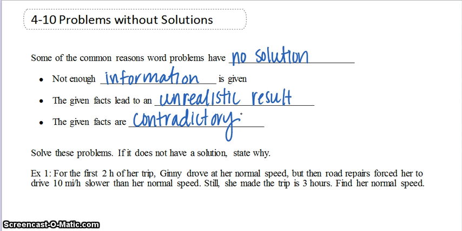So we're going to solve these word problems, and if they don't have a solution, we're going to have to state why. You cannot just put no solution and that's it. You need to start solving it like you normally would solve another problem, because it could end up working out. You just get to a point where you realize it's not going to work, and you say no solution, and you say why.